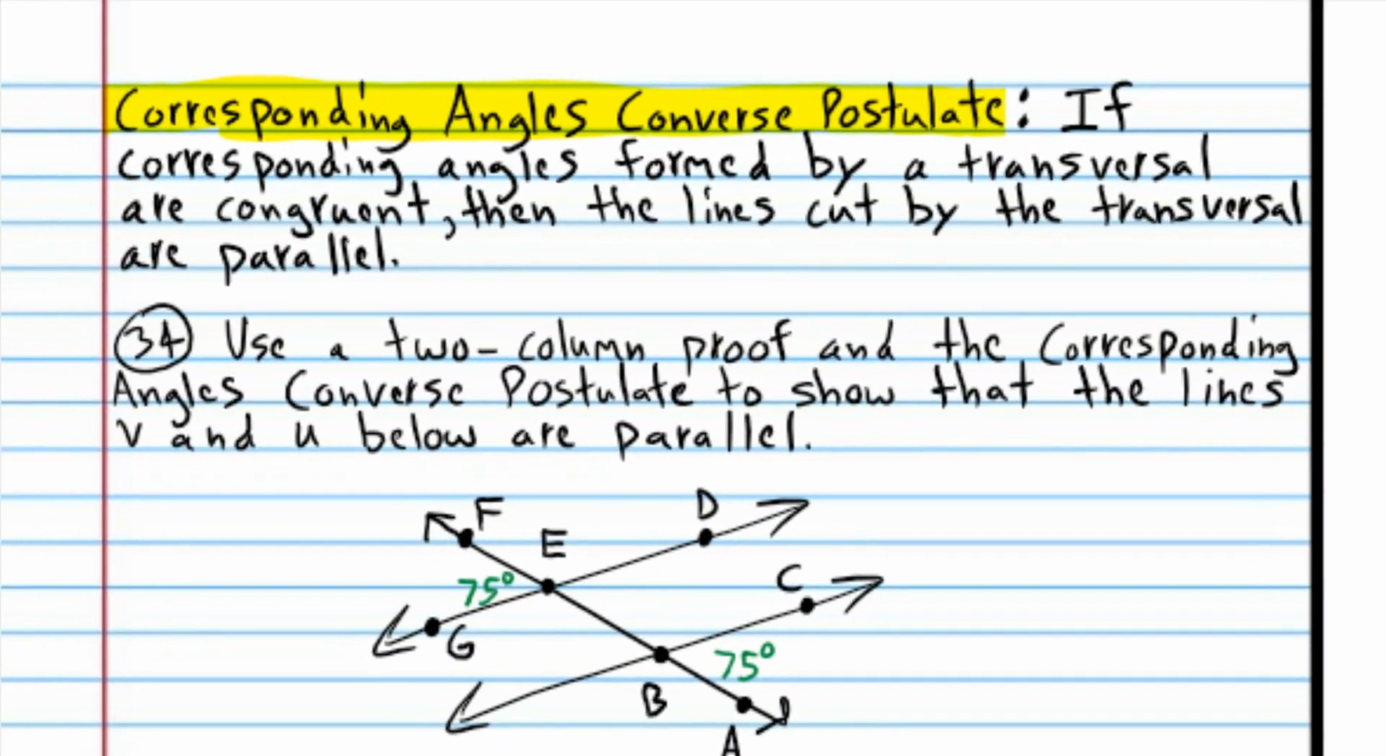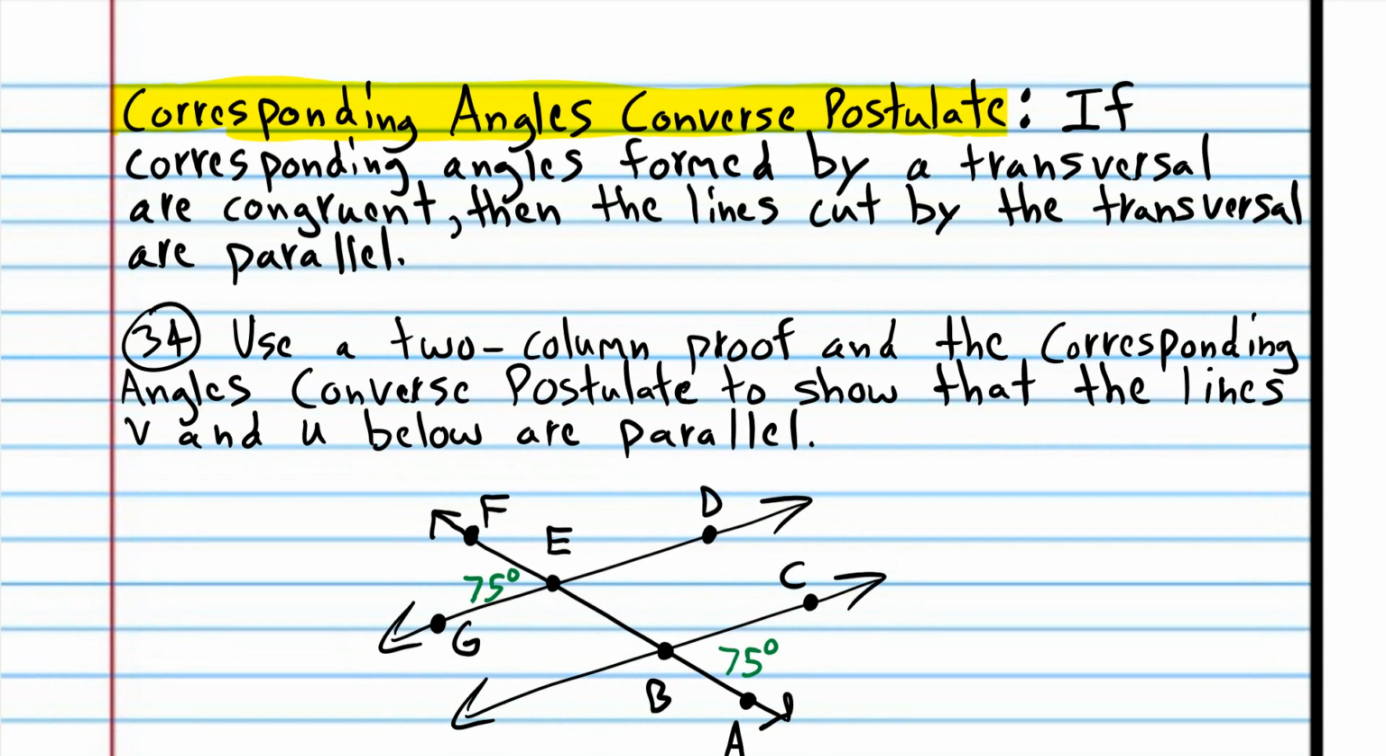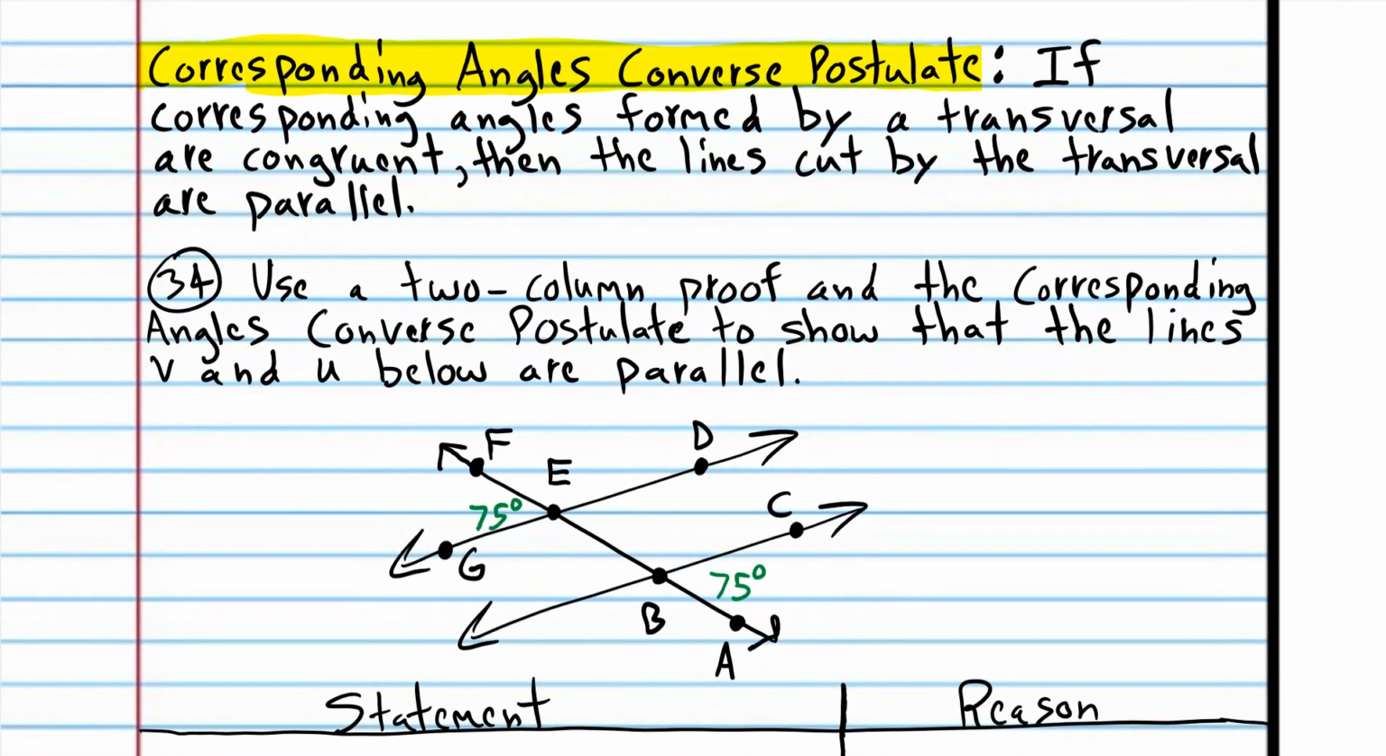So we're going to learn the corresponding angles converse postulate. The corresponding angles postulate, the original postulate we learned, says that if two lines are parallel, then corresponding angles are congruent. The converse of that says if corresponding angles are congruent, then the lines are parallel. That's the formal statement of it. Again, it's just very simple.